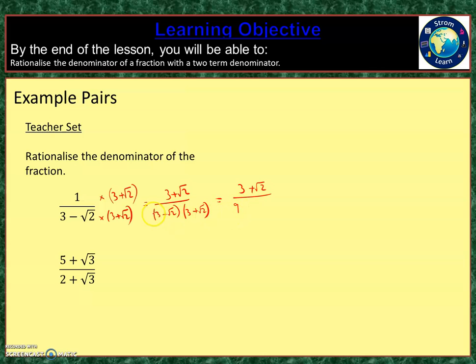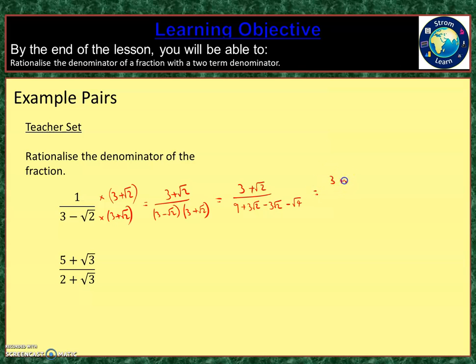I'm going to get a 9, which is the 3 and the 3. I'm going to get a positive 3 root 2, which is this 3 from the first bracket and the positive root 2 from the second bracket. I'm going to get a negative 3 root 2, and that's this negative root 2 multiplied by this 3. And I'm going to get a negative root 4, which is this negative root 2 times this positive root 2.